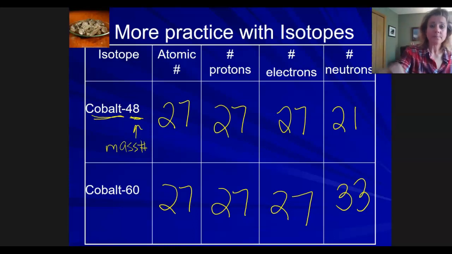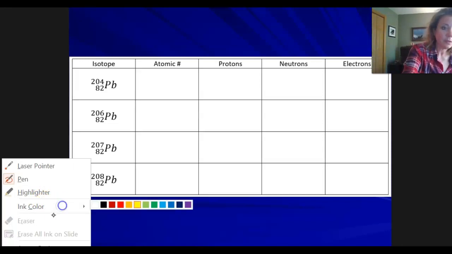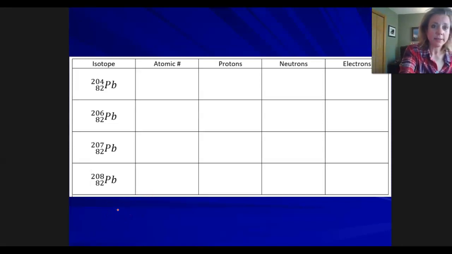Okay, let's move on. We have a little bit more practice to do here. Pick a different color. All right, go ahead and add in these 4 isotopes for lead into your data table, and figure out how many of each nuclear particle we've got. You're just doing the very same thing that we did before. I'm going to pause it, do it on your own, and then hit play again.